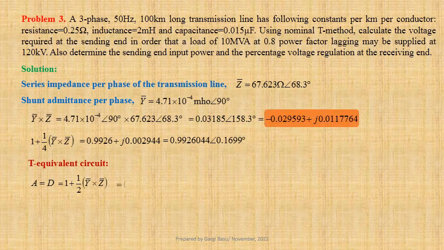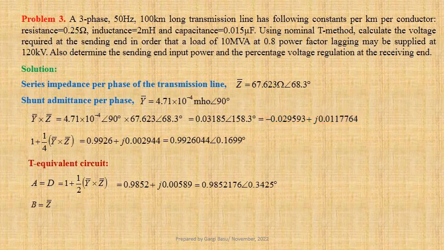that is equal to 0.9852 plus j times 0.00589. This may be written in polar form as 0.9852176 at an angle 0.3425 degree. B equals Z into 1 plus 1/4 of YZ.